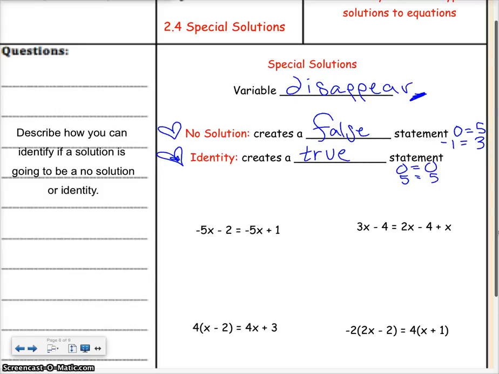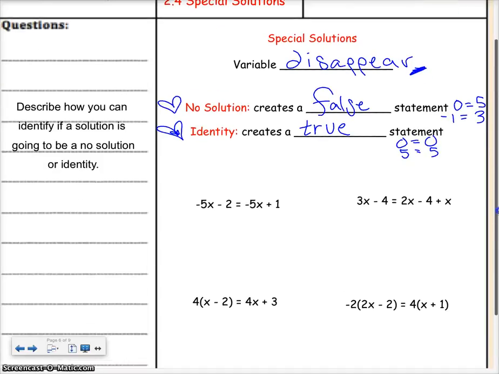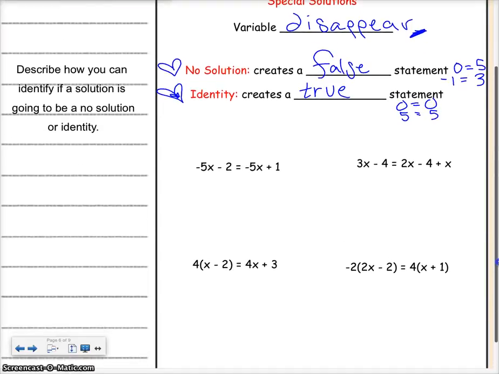And then if the variable disappears, you have to tell me, is it no solution or identity? What identity means is no matter what number you pick for x, it's going to satisfy both sides of the equation. A no solution means there's no x that satisfies that particular equation. You can't find an x. All right, let's apply this.